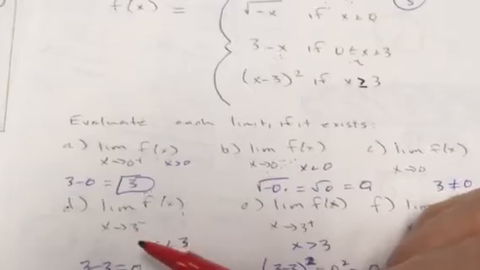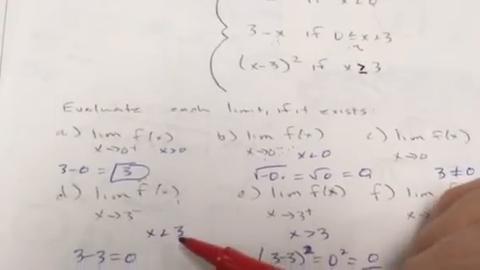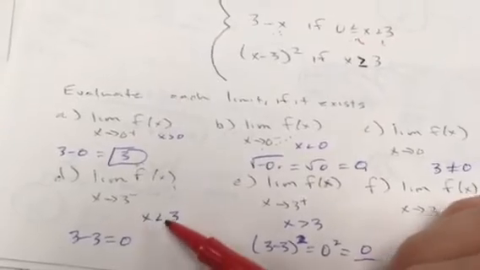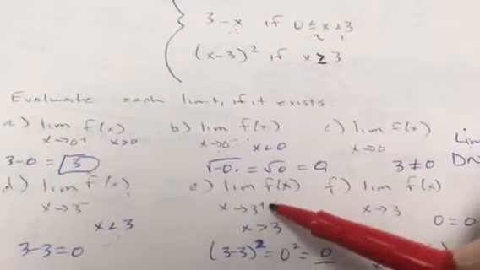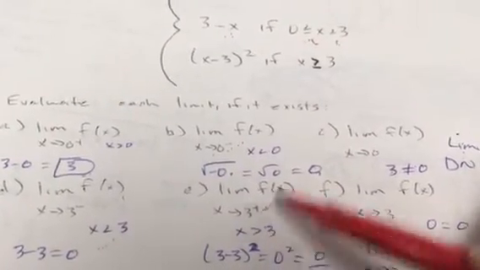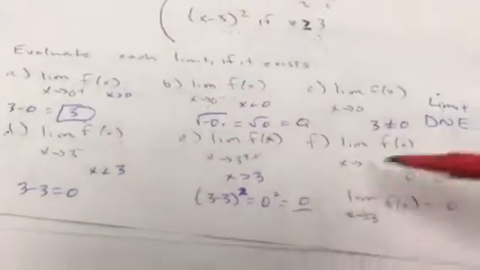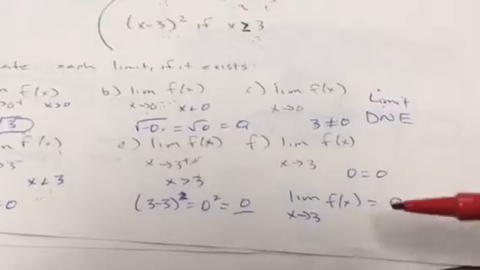Right here, going to 3 from the left, that means it's less than 3. So we're going to put it right here. 3 minus 3 is 0. Going to 3 from the right, it's greater than 3. So use that equation. Plug 3 in there. You still get 0. So the limit as a whole is 0 because the left limit equals the right limit.